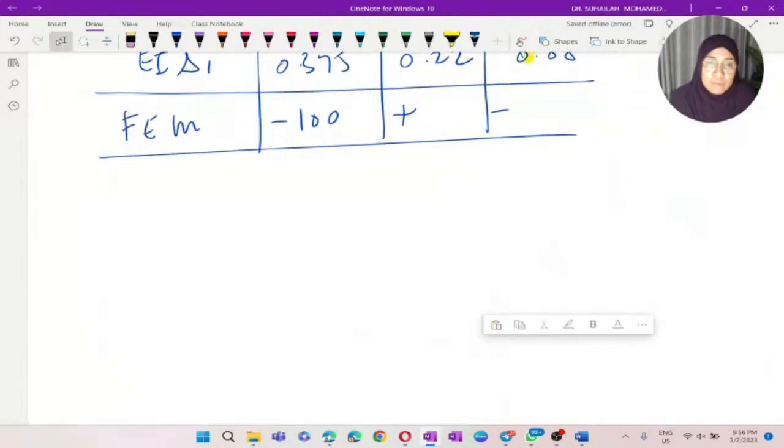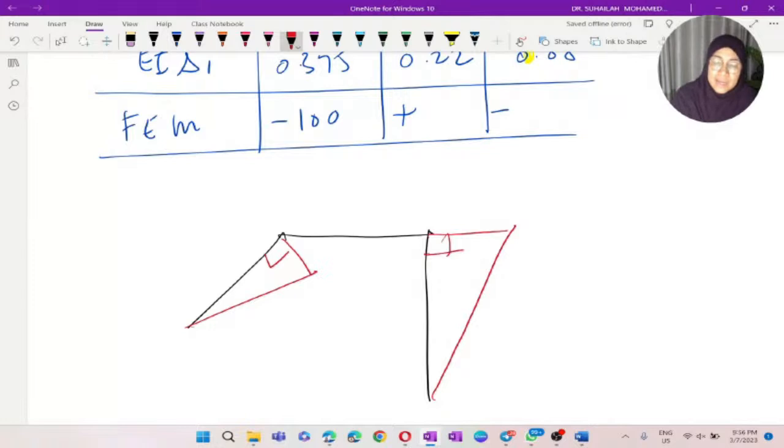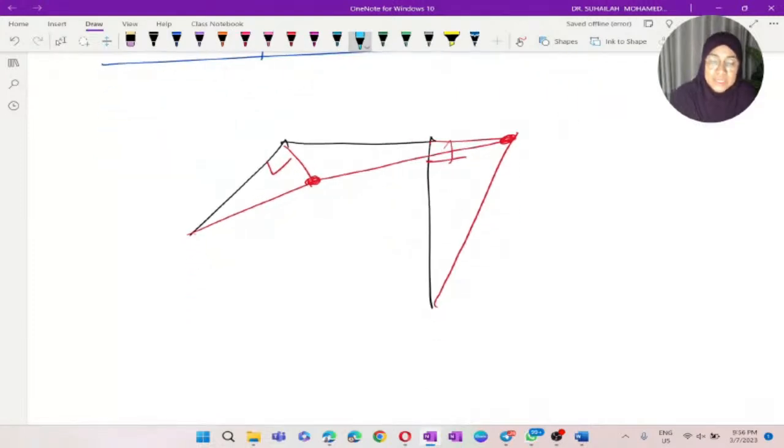We get from the behavior. Okay, so the frame is like this. So 90 degree for the sidesway. We get for AB this triangular, and for CD we get another triangular like this. And then for the beam, we just need to join this dot and this dot. So for AB, the new position is this.